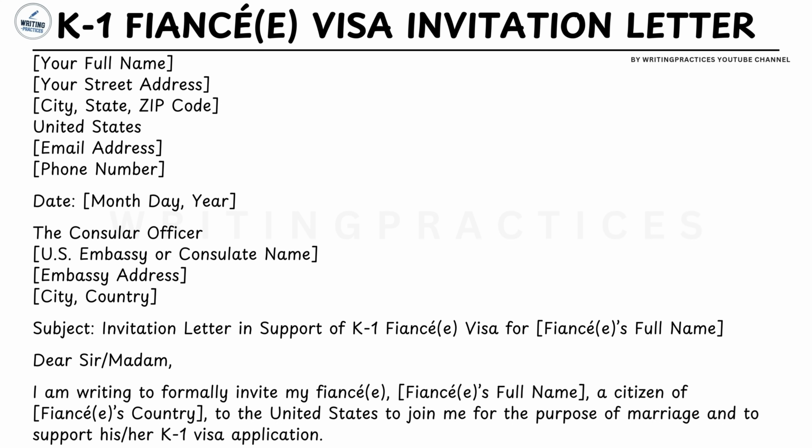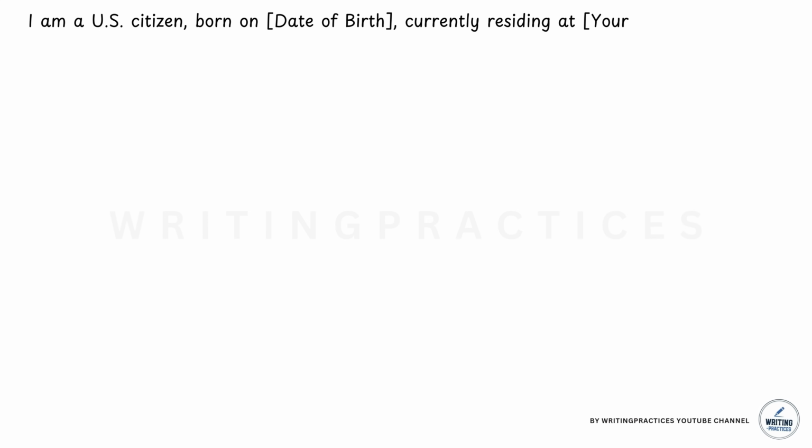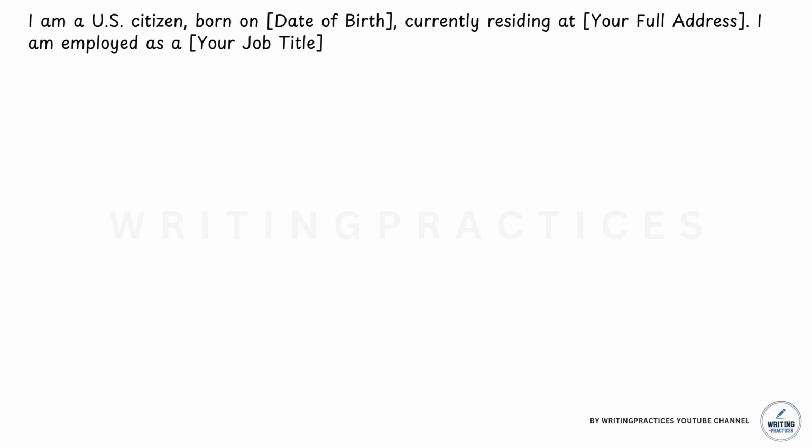Second body paragraph, your personal background. Now you provide your own background, confirming your US citizenship, your job, and financial stability. I am a US citizen, born on date of birth, currently residing at your full address. I am employed as your job title with company name, and I am financially stable and fully capable of supporting my fiancé during his or her stay in the US and beyond.